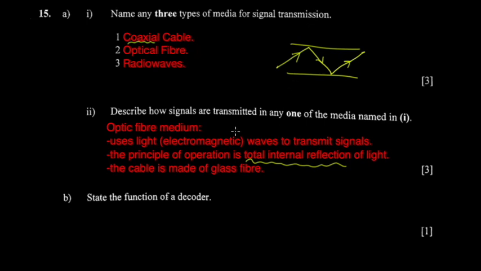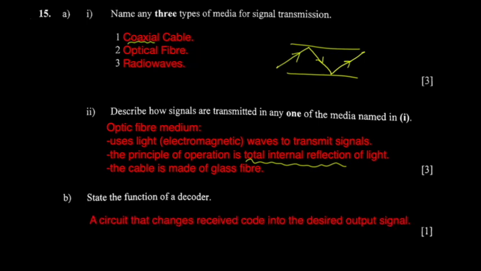Okay. So the function of the decoder. Oh, this is interesting. The function of the decoder is actually what we were discussing just now. It's a circuit that changes received code into the desired output signal. So it means decode.